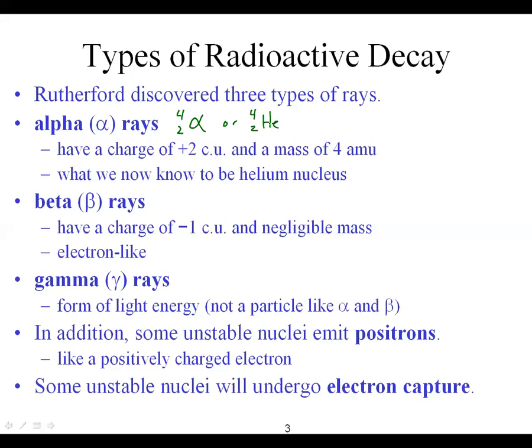It also has a couple of commonly seen symbols: the beta symbol with a 0 and a -1. And because it represents an electron, people will sometimes use the e symbol to represent an electron particle, also with the 0 and -1. Gamma rays are basically just pure energy.